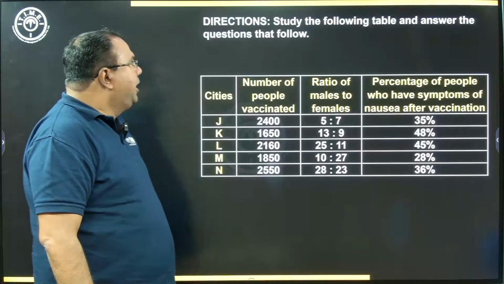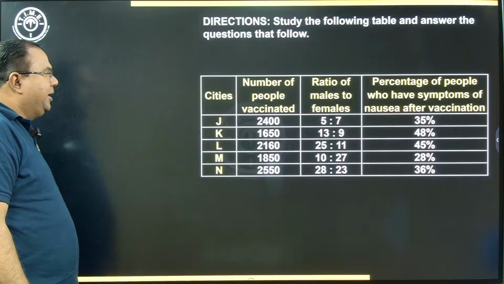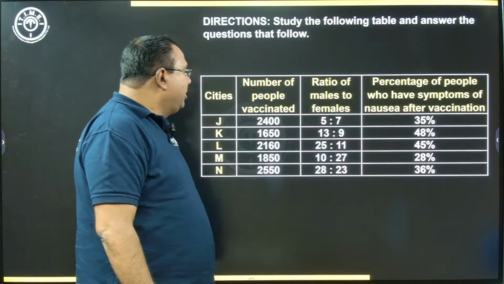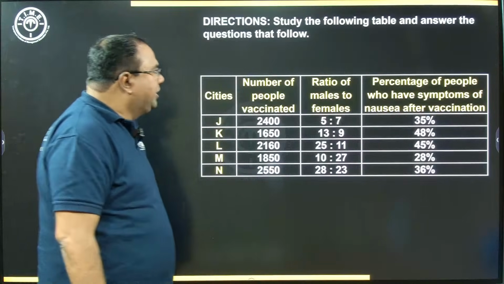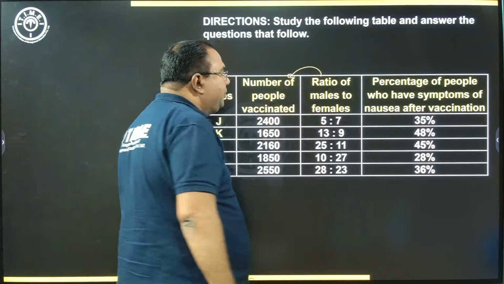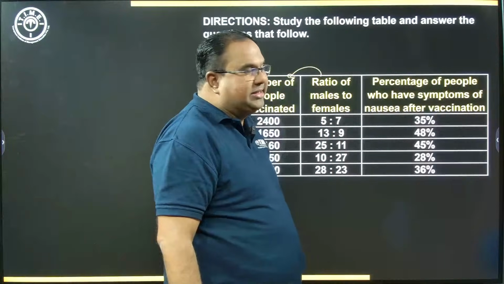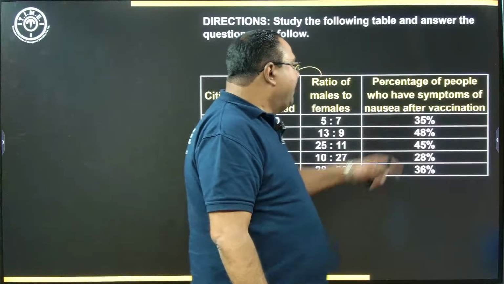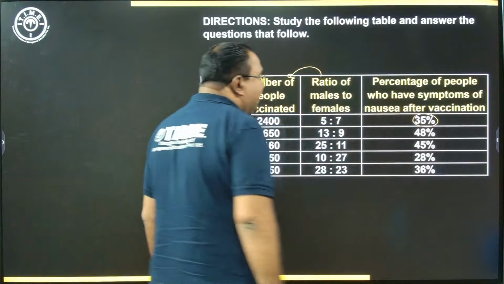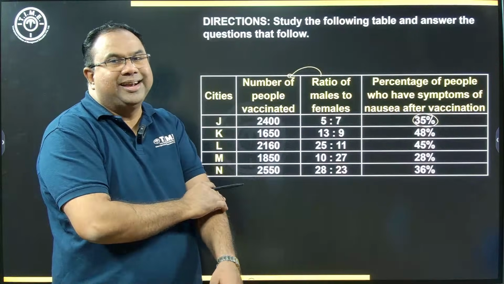Study the following table and answer the questions that follow. We have J, K, L, M, N, 5 cities. The total number of people vaccinated is given here. Out of that, the ratio of males and females out of these vaccinated people, and the percentage of people who have symptoms of nausea after vaccination. So, out of the total people, these many people have a nausea feeling after vaccination. If I subtract, I will get the people who don't have that nausea feeling.